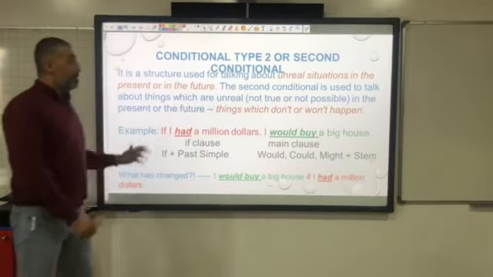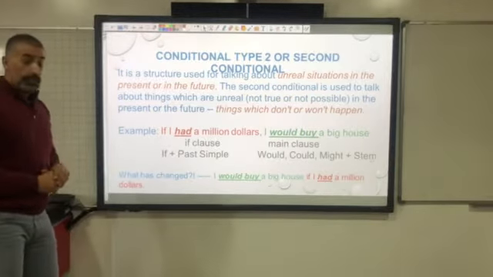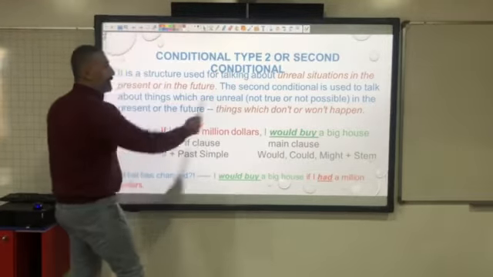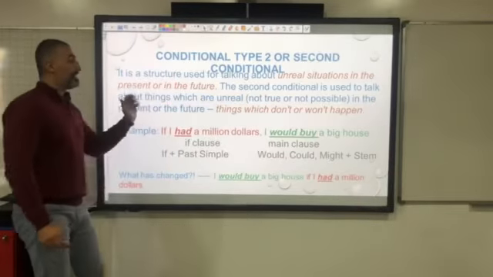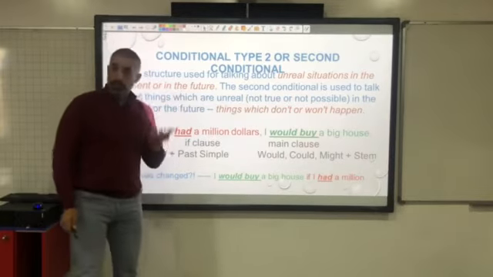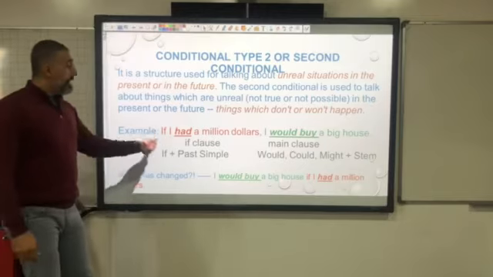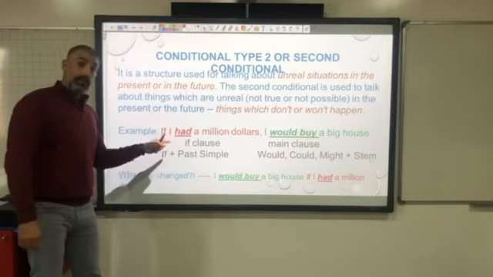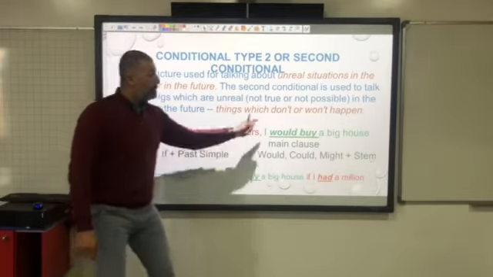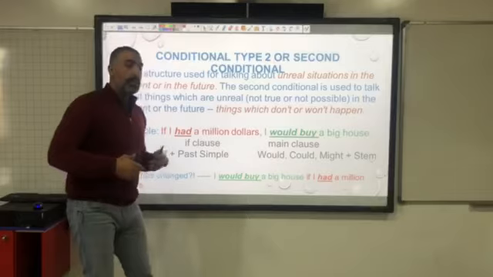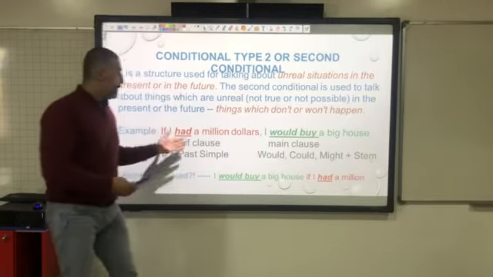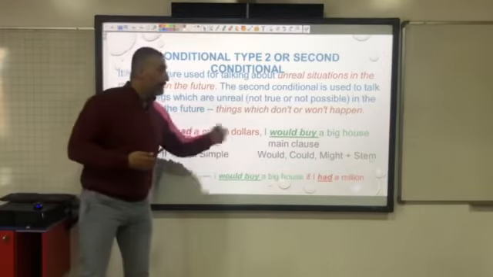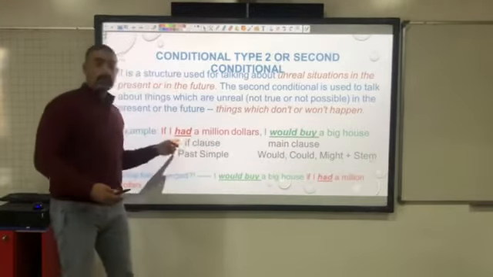Before we move into conditional type 3, it is important to emphasize again that with conditional type 2, we're talking about unreal situations in the present, things which do not or will not happen. If I had $1 million, the past tense here shows that this is an unreal condition. Would plus the stem here shows that this is an imaginary result. So the meaning is, in the present, I do not have $1 million. In the future, I'm not going to buy a house because I do not have this amount of money.